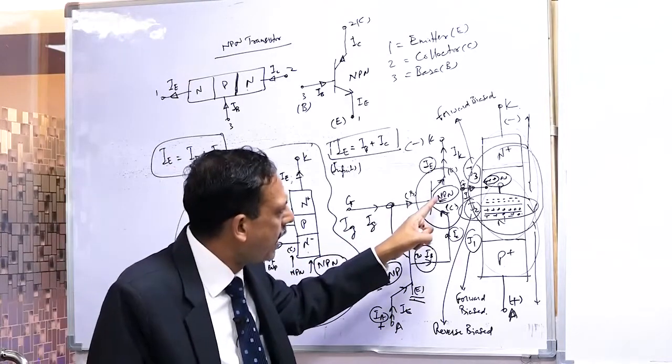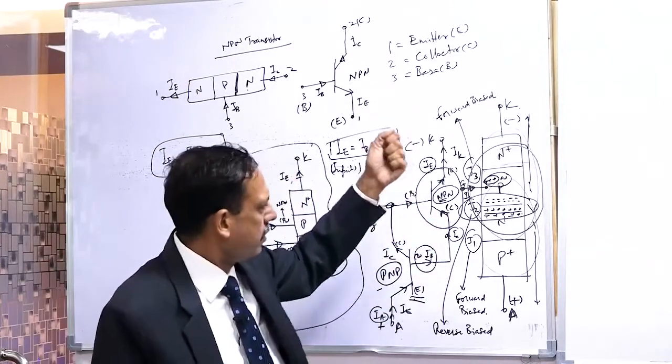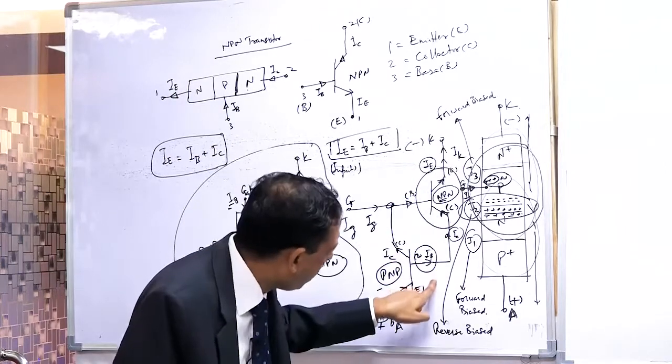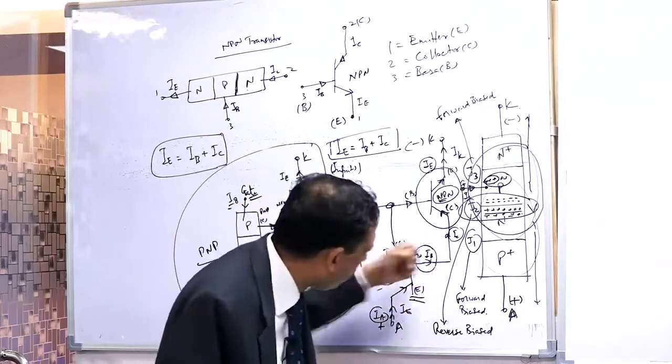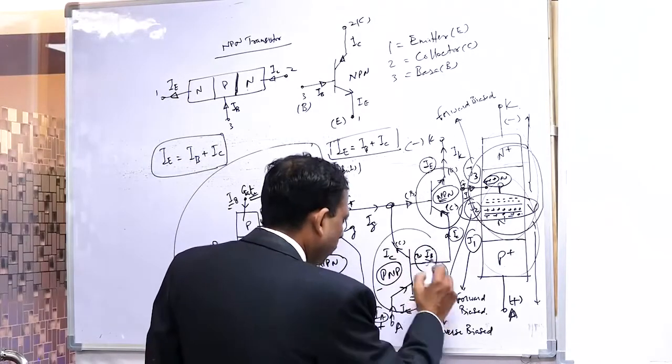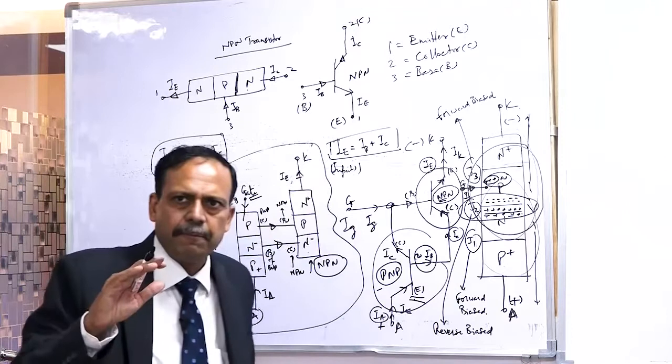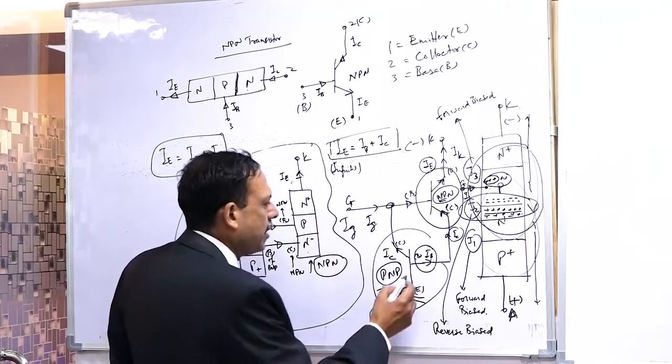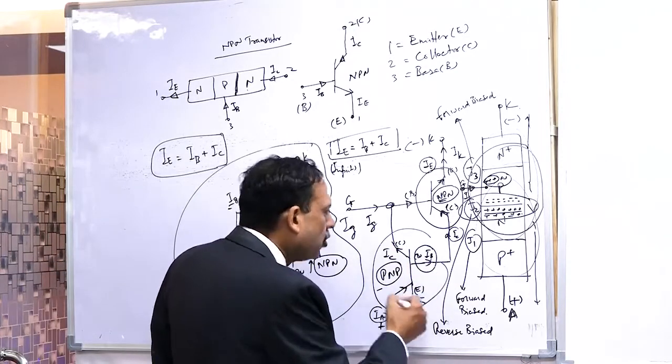When the NPN conducts, the collector current will be drawn. This collector current is nothing but the base current of the PNP. The base current will go out. What will happen? If base current is going out of the base of the PNP, the emitter current will start flowing, correct? So this will also start conducting.